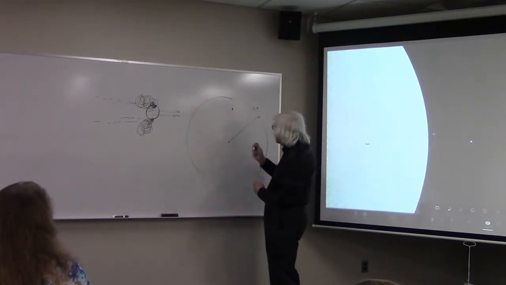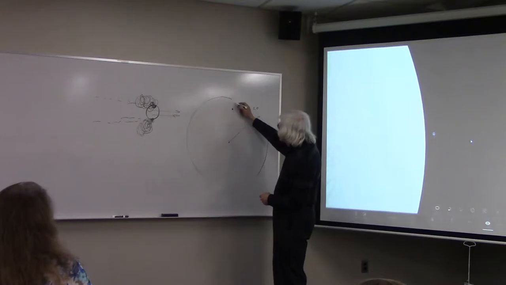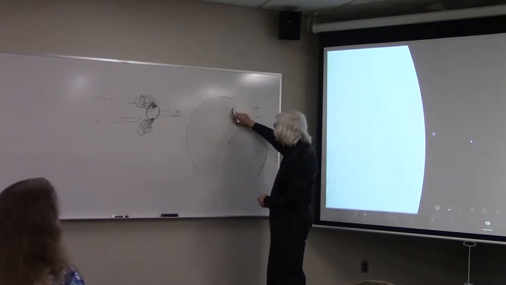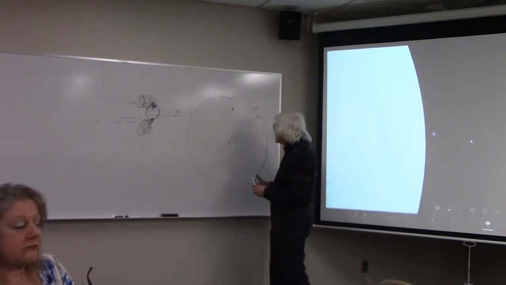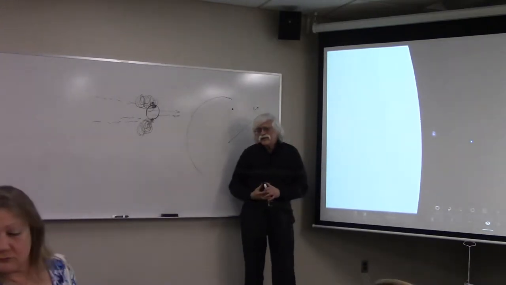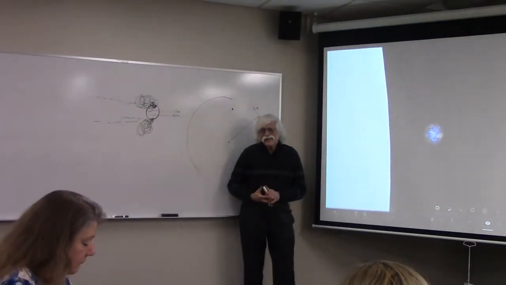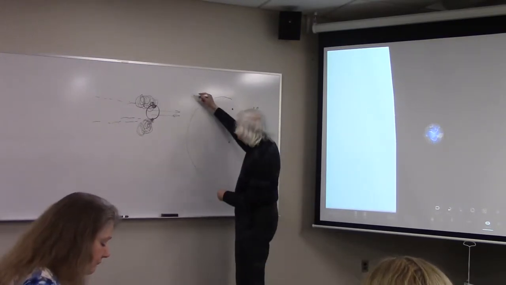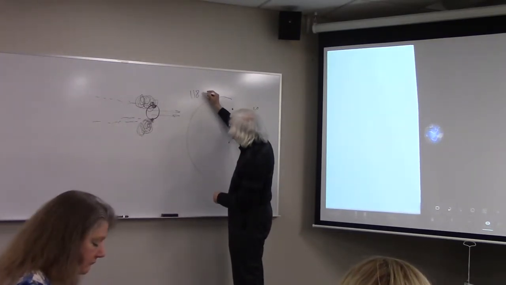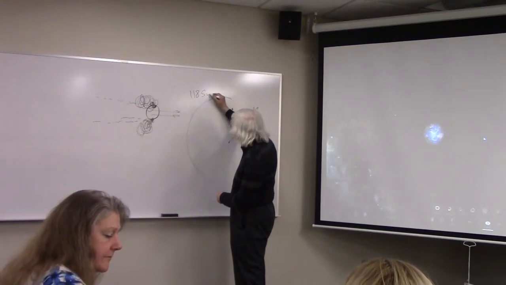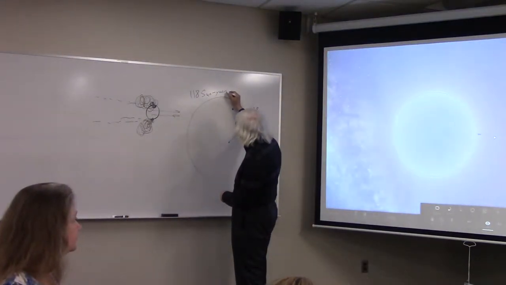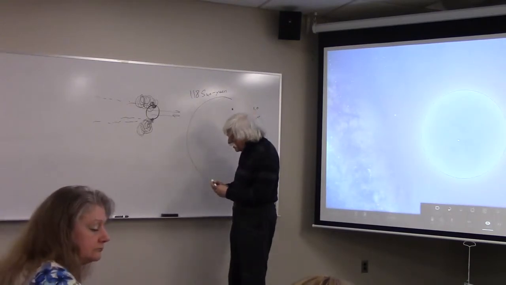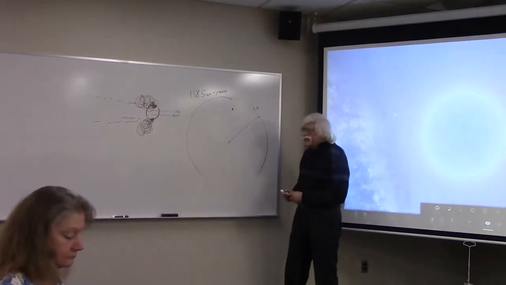Anyway, bottom line, the Earth is going to stop at about 20% of the distance to the center of the Sun, and it liberates all of its kinetic energy into heat. And that's 118 sun years of heat. Okay, what does the Sun do with that?